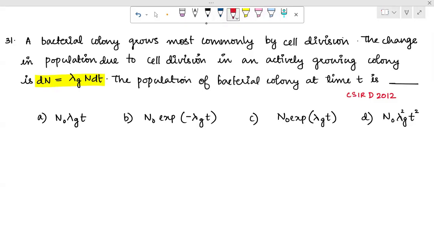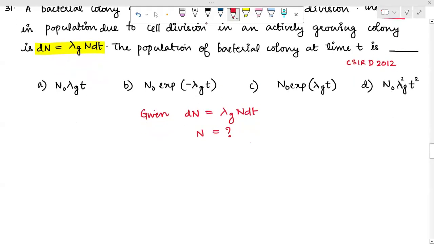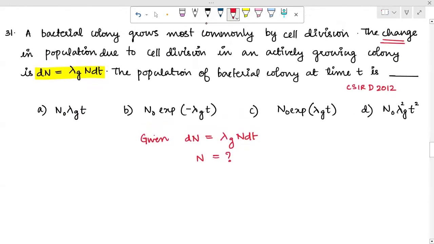So what is given? It is given that the small changes in the population, read the question very well, the change in the population dn is given as lambda n dt. And what do they want? They want the population, which is n. Very easy. Small changes are given. They need n. We have already done this many times. We need to integrate it. That's all.